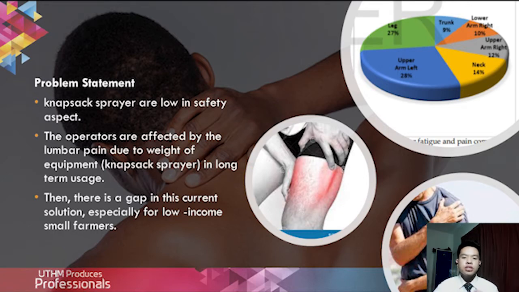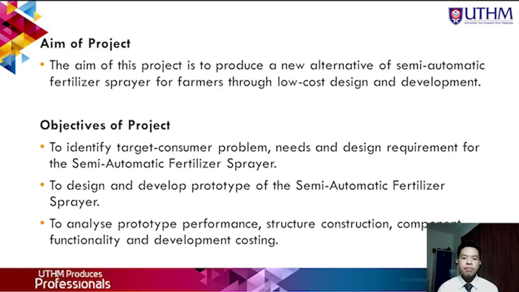So the solution is to design a product based on the concept of repulsion and affordable. Aim of project. The aim of this project is to produce a new alternative of semi-automatic fertilizer sprayer for farmers through a low-cost design and development.